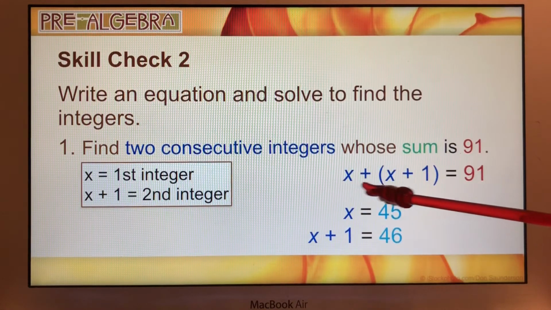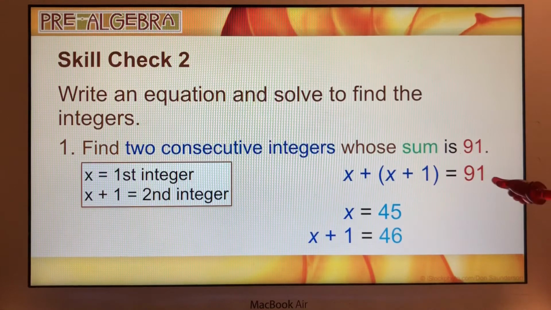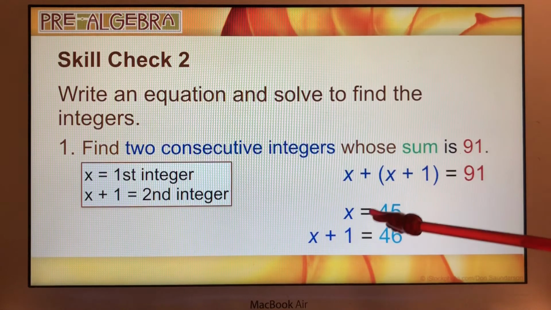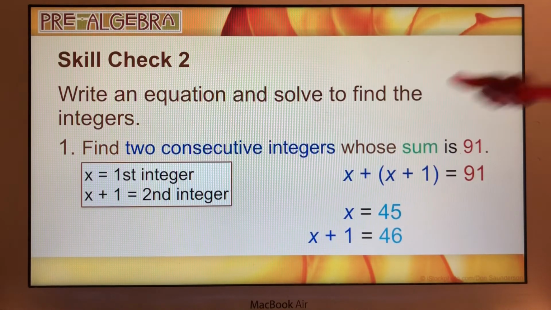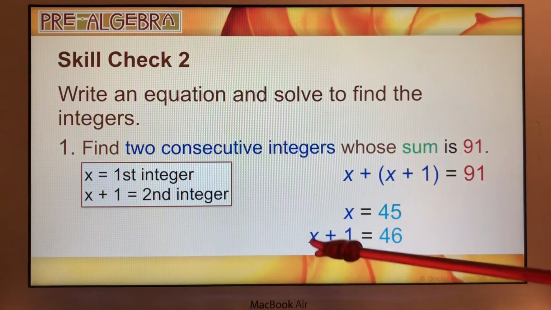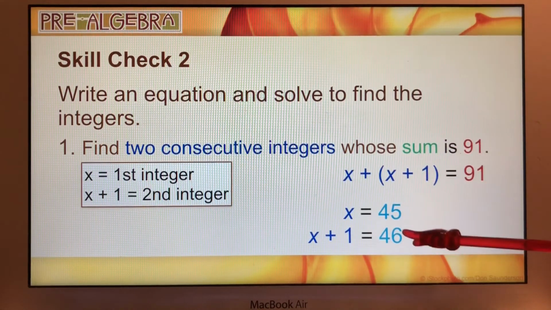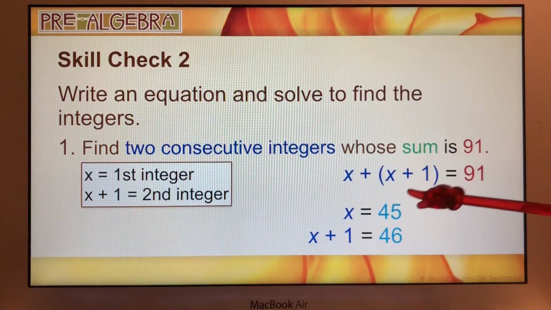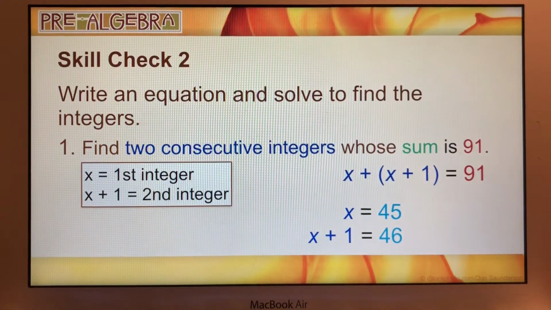So when you solve for this, you have 2x plus 1, or if you subtract 1 from the other side, then you have 2x equals 90. And here you simplify that, x is 45. Then x plus 1, 45 plus 1, that's going to give me 46. So you can go back and check: 45 plus 46 is definitely equal to 91. And that gives us our two consecutive integers.